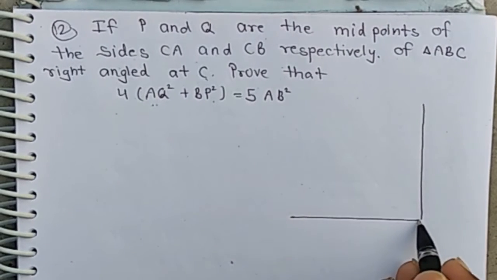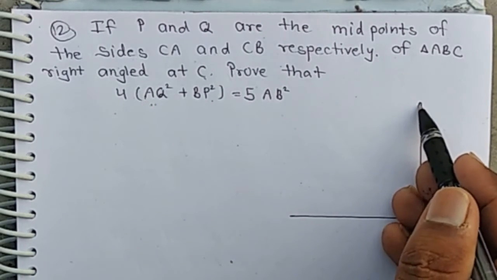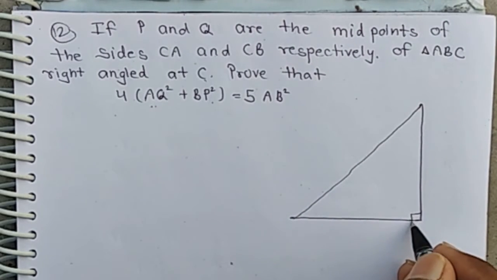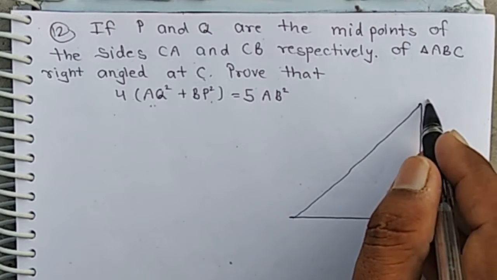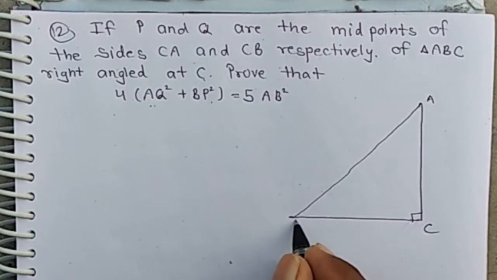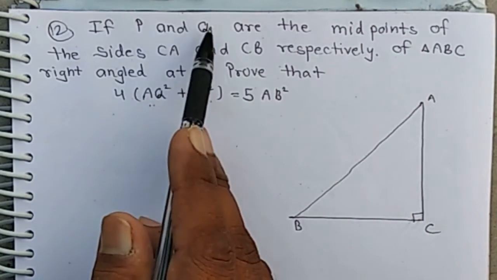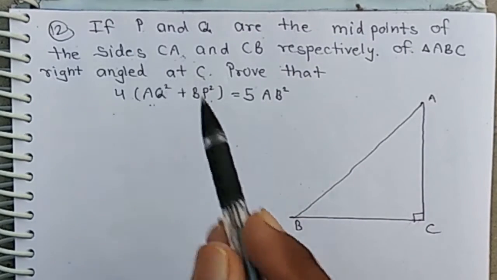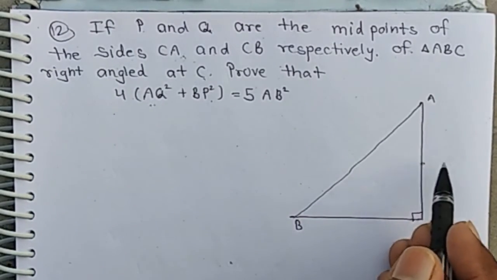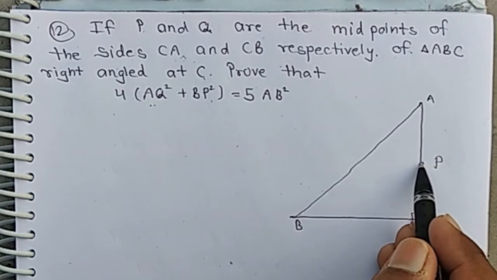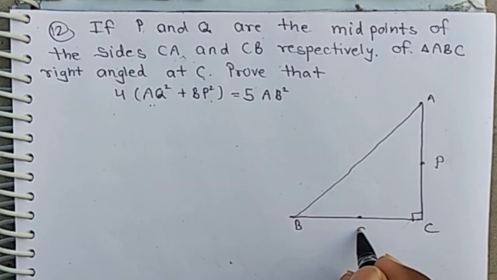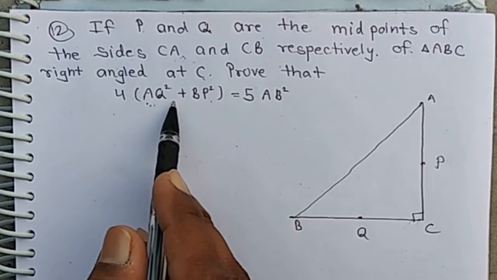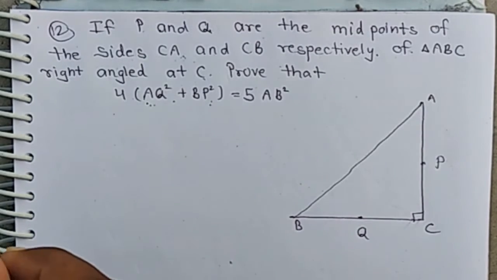It is a right angle triangle, right angle at point C. It is A and B. P and Q are the midpoints of the sides, meaning P is the midpoint of CA and Q is the midpoint of BC. We have to prove that 4AQ square plus BP square equals 5AB square.